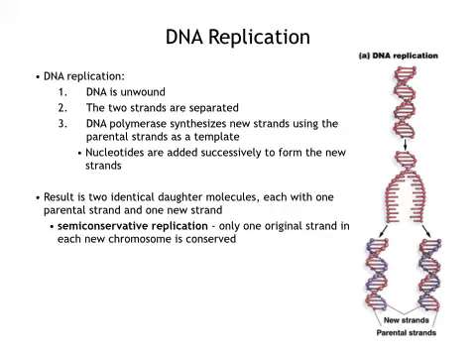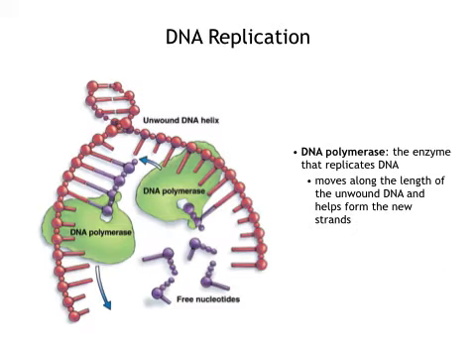This is the process by which DNA is replicated. The DNA is unwound, the two strands are separated, and then this enzyme called DNA polymerase synthesizes new strands using the parental strands as a template. In the diagram on the right, the parental strands are the red ones, and those are the template the DNA polymerase uses to add nucleotides to the other strand. By the end of replication, you have two new molecules, but only one of the strands for each molecule is from the original DNA molecule. This is called semi-conservative replication. Only one original strand in each new chromosome is conserved from the previous DNA molecule. Again, the question was what enzyme is in charge of DNA replication, and it's this one, DNA polymerase.